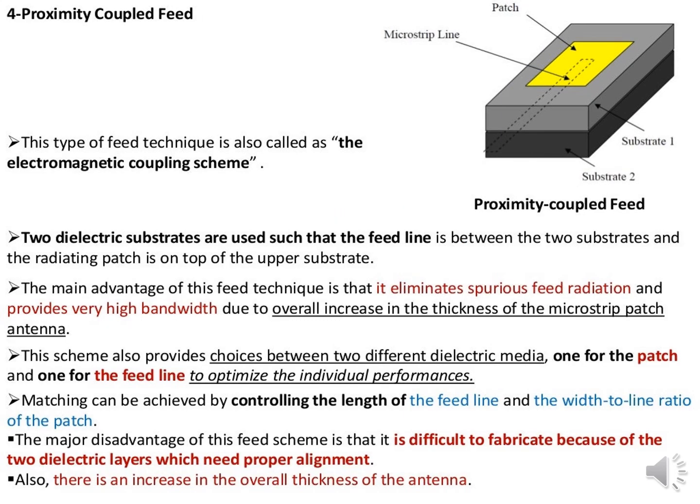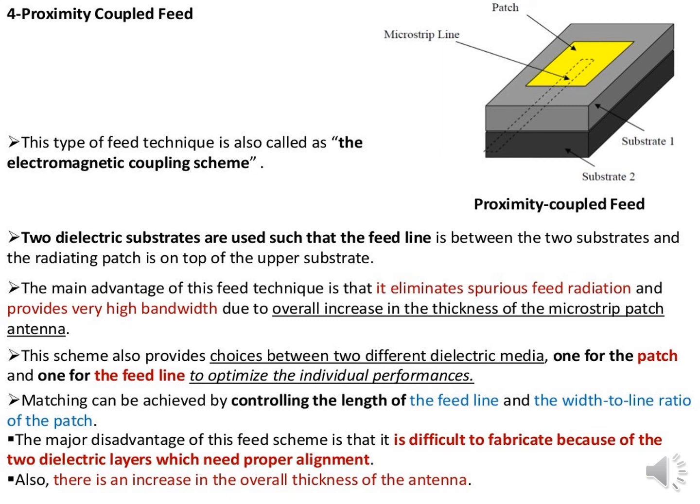Next one is proximity coupled feed. This technique is also called the electromagnetic coupling scheme. Here we have two dielectric substrates such that the feed line can be placed between the two substrates. You can see in the diagram two different substrates, and the feed line is placed between them. What is the main advantage? Since we are placing it between the substrates, it eliminates spurious feed radiation and also provides high bandwidth, since the overall thickness of this antenna is high.